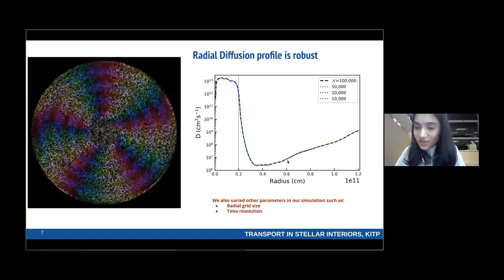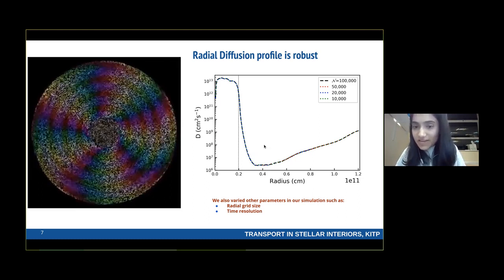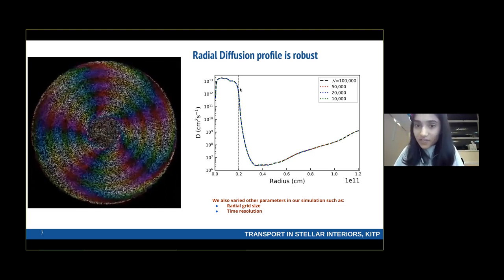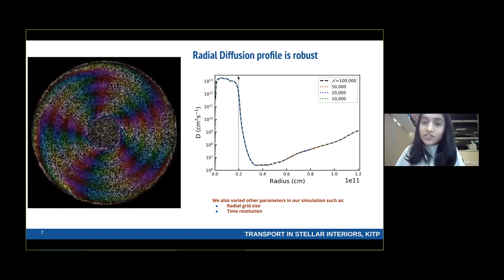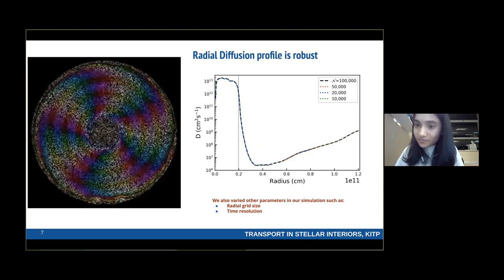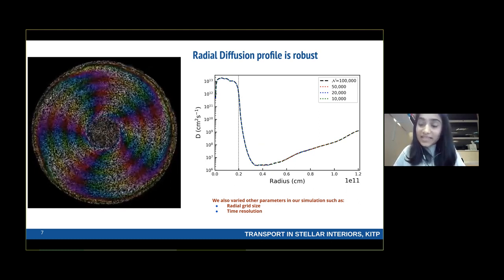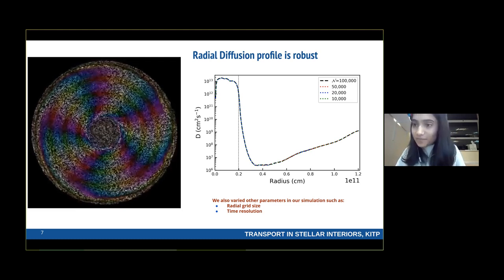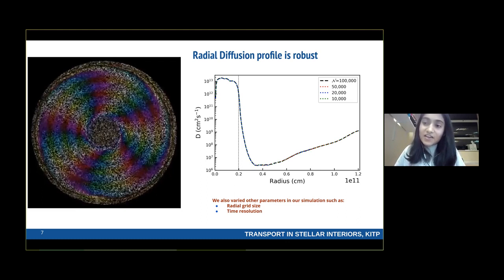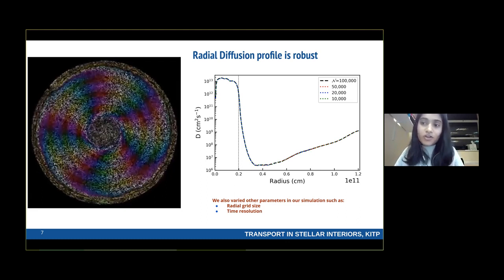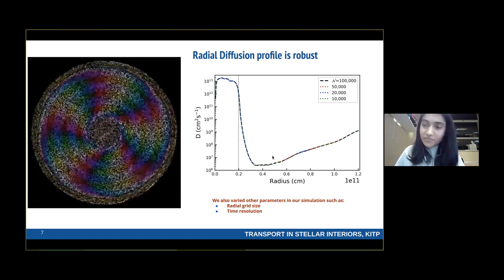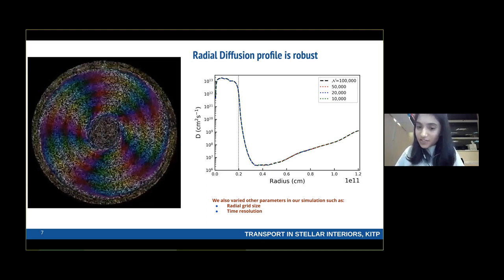As you can see here, the profile follows the same trend for all the sets of particles. That is, it's increasing from the convective radiative interface, which is shown here by the vertical dashed line, towards the surface. So we see that the diffusion profile is already converged for 10,000 particles, and we use this particle resolution for all our further analysis.